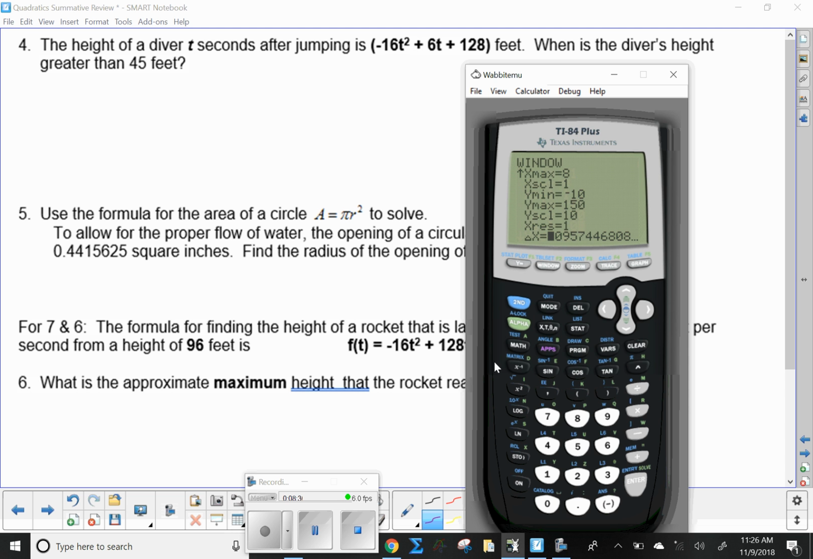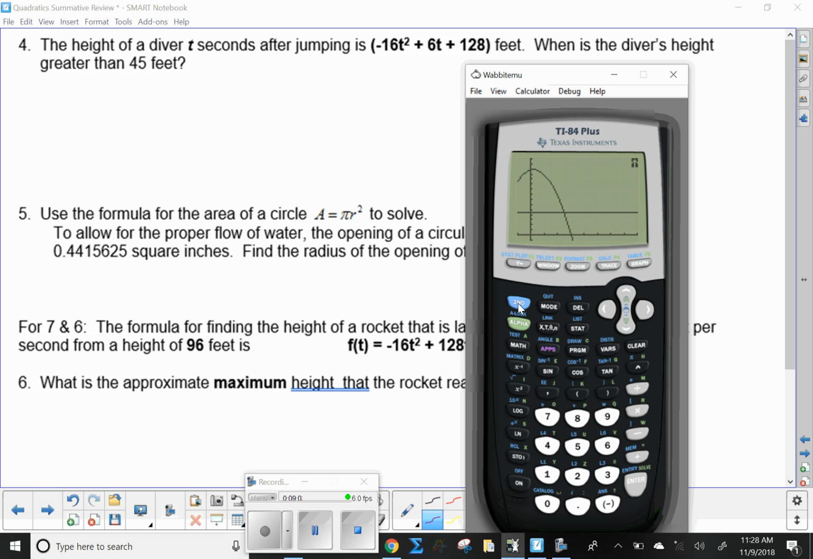So here we go. Now I'm going to graph, now that I've set my window to something that seems normal. And I can see the top of the graph. I can see where it hits the ground. And here's my 45 line. So I can tell that as soon as the diver jumps, she's already 128 feet up off the ground. She jumps up, she comes down, down, down, down. What I want to know is right here. How many seconds is that? Well, that's going to be the intersection between this curve and this line.